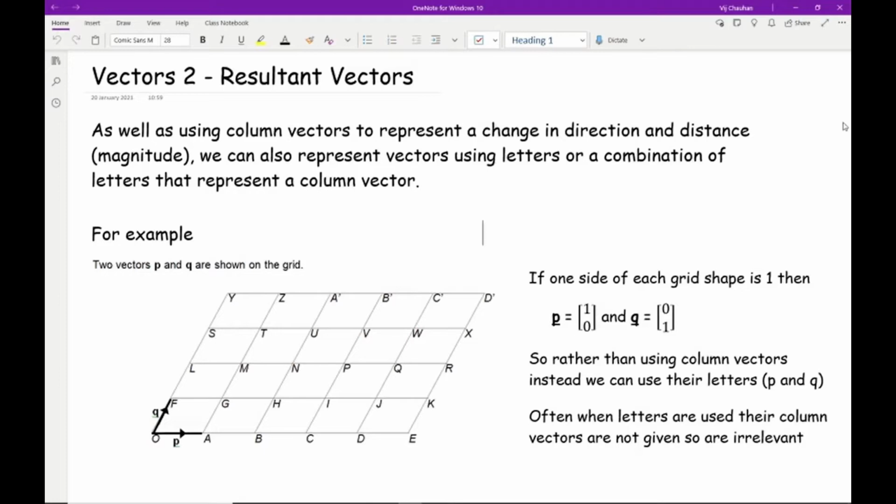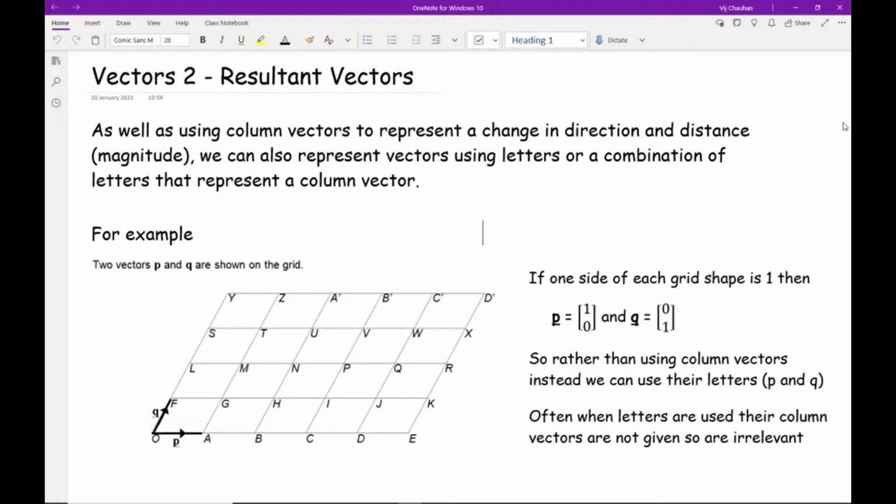So for example, here we've got a set of letters on a grid that's slightly wonky. Now obviously here we've got no numbers of how long these boxes are, so you can imagine that they're squares, or rhombuses as you may want to call it, but we've got no indication about how big each of those rhombuses are.